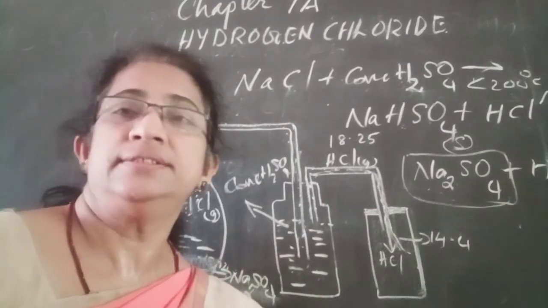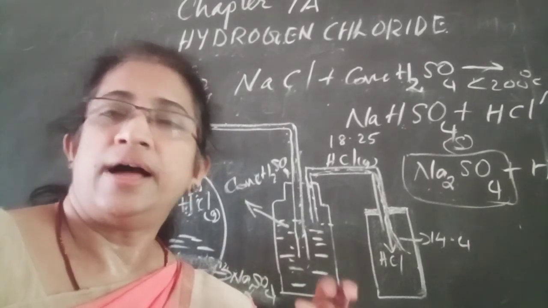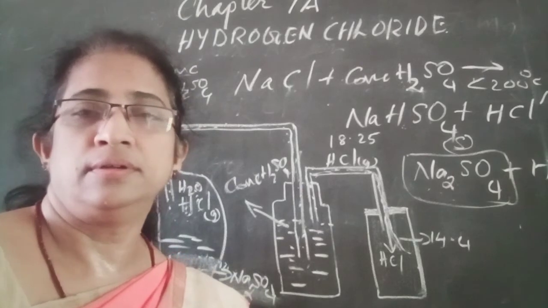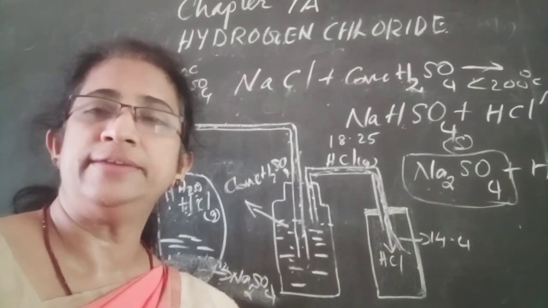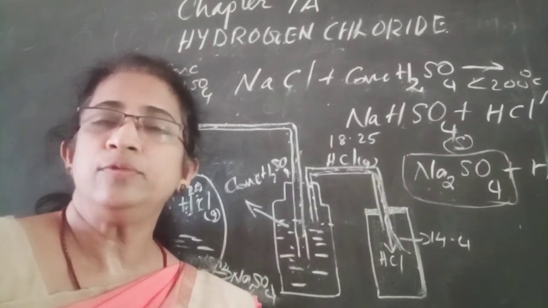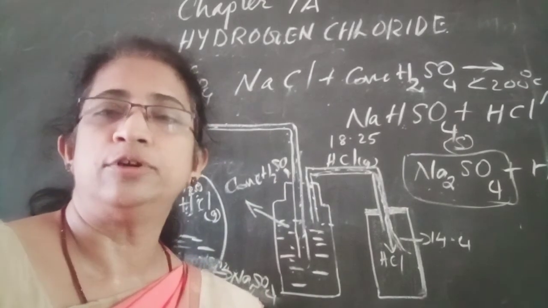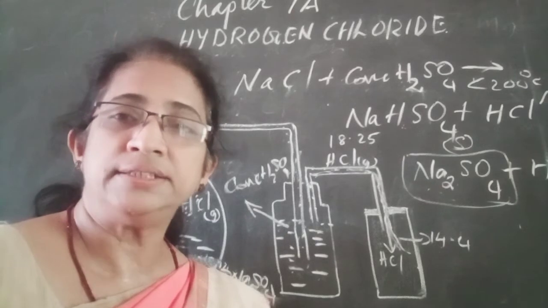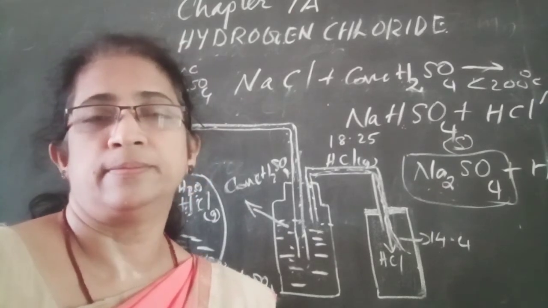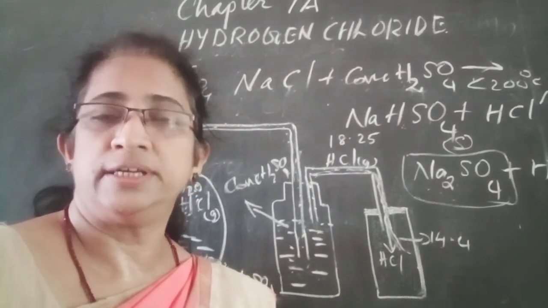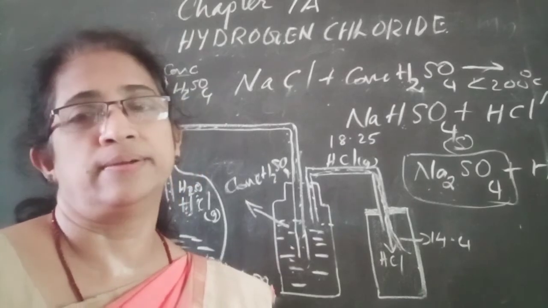HCl gas is highly soluble in water. What is the solubility of HCl in water? 1 volume of water dissolves 452 volumes of hydrogen chloride at ordinary temperature. Therefore, HCl cannot be collected over water.